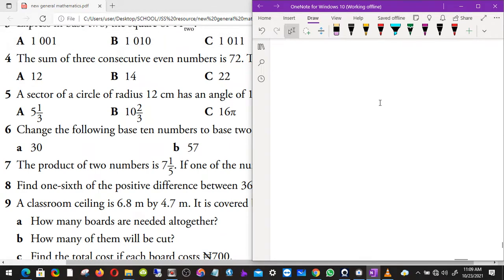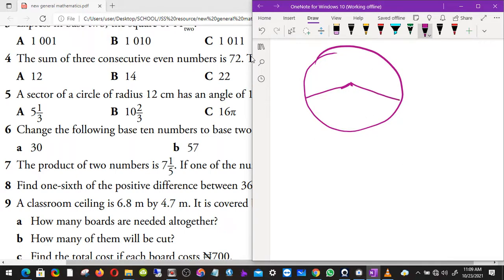Okay, so the sector of a circle. If this is a circle, what's the angle of the sector? So this becomes our sector, right? Where this is our radius, and this is our radius of the circle, and this is the center of the circle, right? Yes, sir. So what's the formula for calculating area of a sector? Theta over 360 times pi radius square.